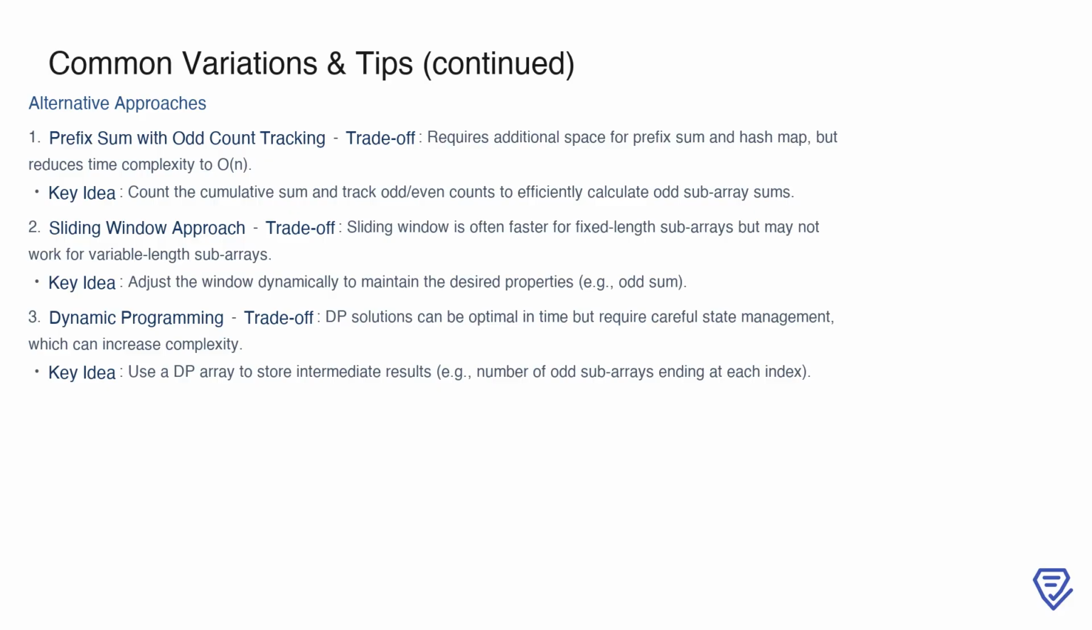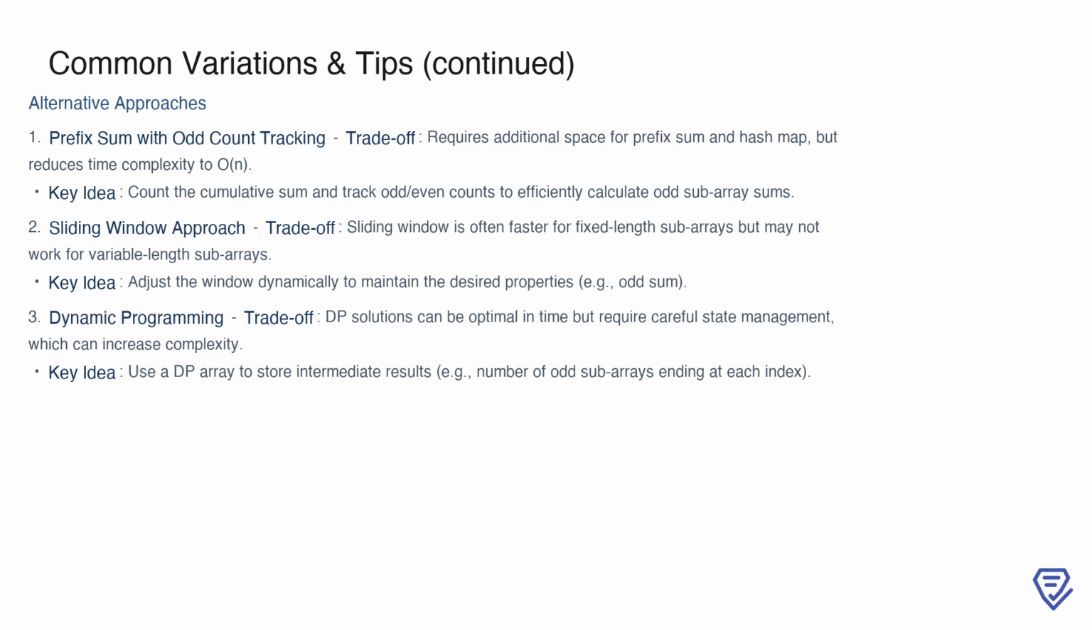Another option is the sliding window approach. This method is often faster for fixed-length subarrays since it dynamically adjusts the window to maintain certain properties, such as ensuring the sum remains odd. However, it's less suitable for variable-length subarrays, which is a trade-off to consider.